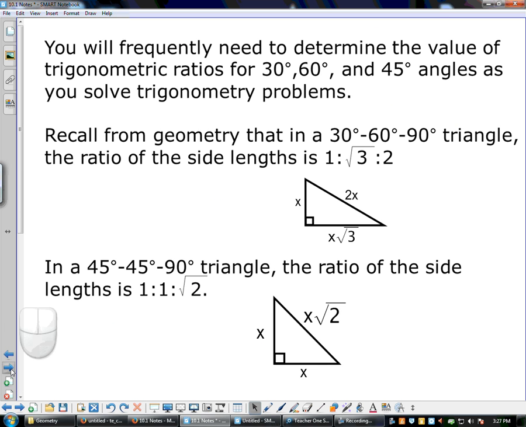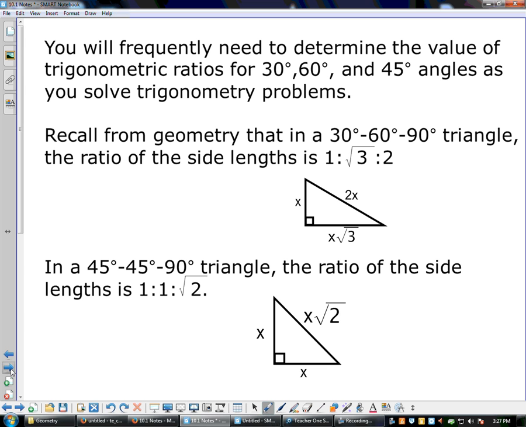All right, you will frequently need to determine the value of trigonometric ratios for 30 degrees, 60 degrees, and 45 degree angles as you solve trig problems. Recall from geometry that in a 30, 60, 90 triangle, the ratio of the side lengths is 1 to square root of 3 to 2.